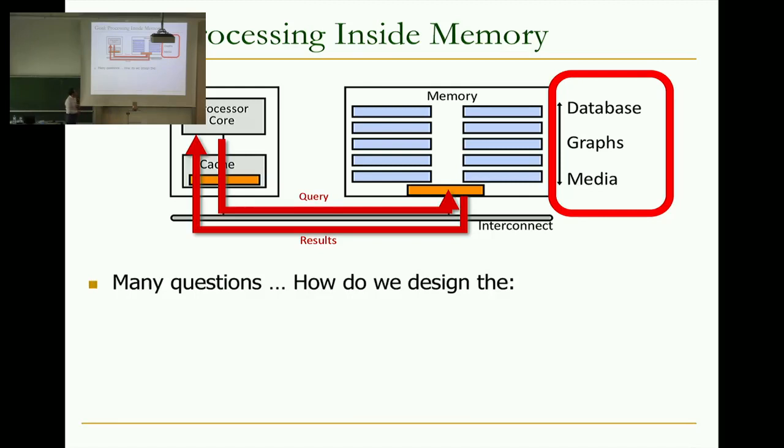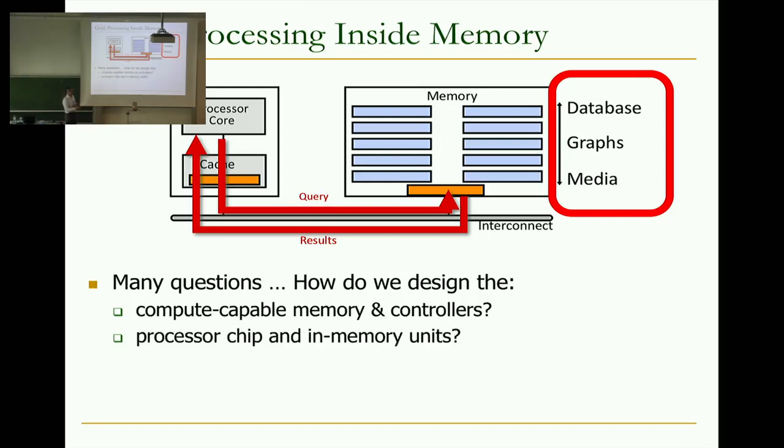So there are many questions over here, of course. How do we design the compute-capable memory and the controllers? How do we design the processor chip and in-memory units? How do we design the software and hardware interface to enable that? In memory, we don't have the hardware interface. Today, the memory interface is very primitive. You can read, write, refresh, and a couple of power down modes. Basically, simple commands. There is no intelligent function shipping that's happening to memory.